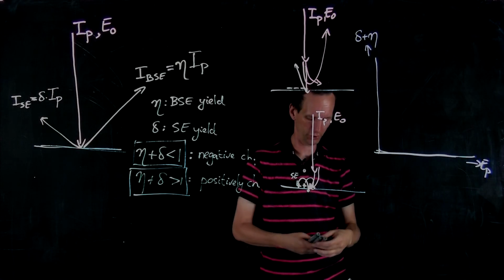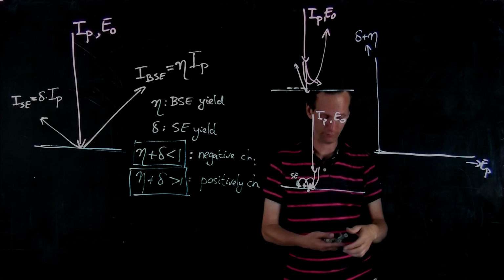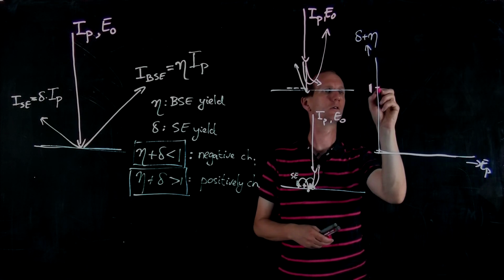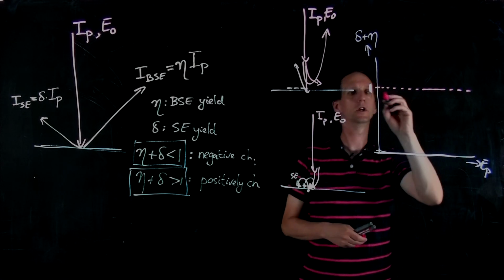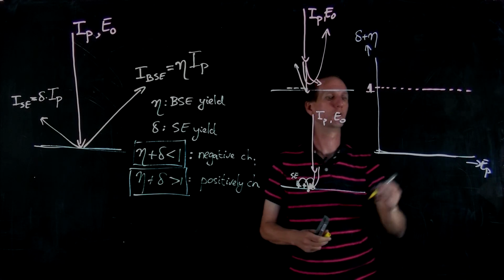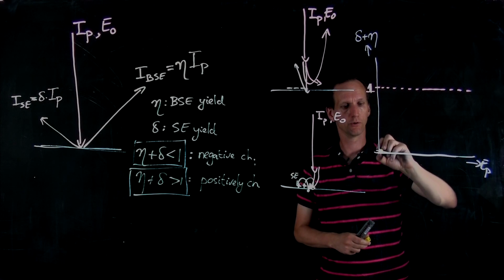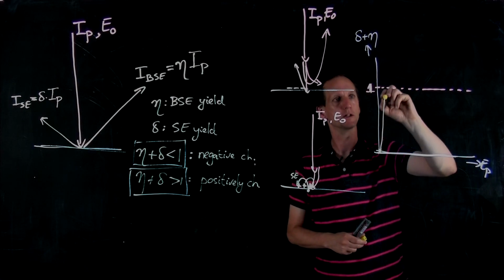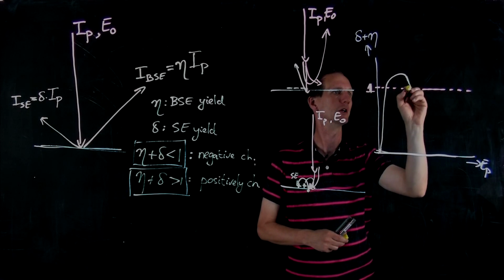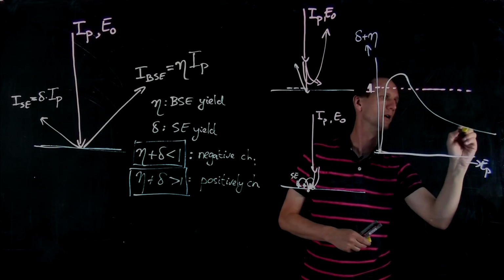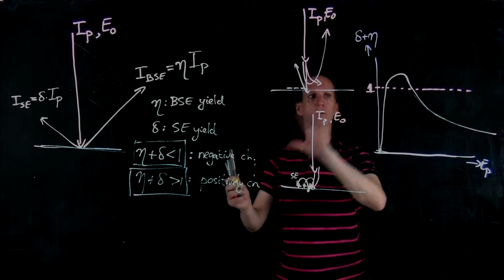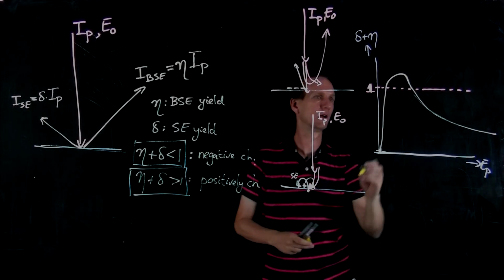Now for typical materials, if we look at how this curve looks, of course the value that is important is where delta plus eta equals 1. So that is a line in the graph here. So this is 1. A typical curve will look like this. So at low energies it will quickly rise above 1. We'll have a regime in energy space where the total yield is higher than 1, and then decrease when we go to higher energies.